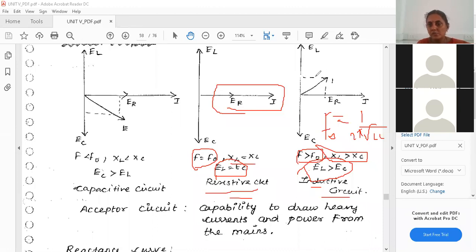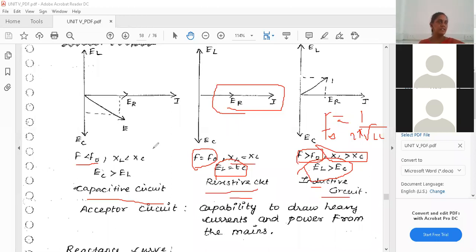Okay, like this will be drawn. This is for the inductive circuit. Next, the third case is the capacitive circuit. A capacitive circuit occurs if the circuit frequency is less than the resonant frequency. Okay, resonant frequency, you know how to calculate. This is the formula. Okay, XL is greater than XC.